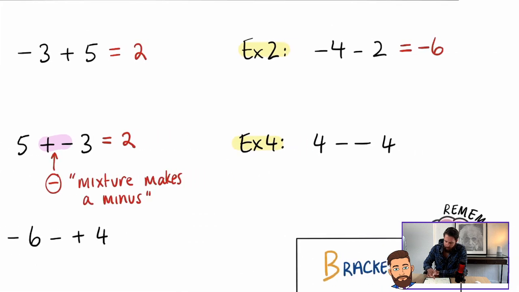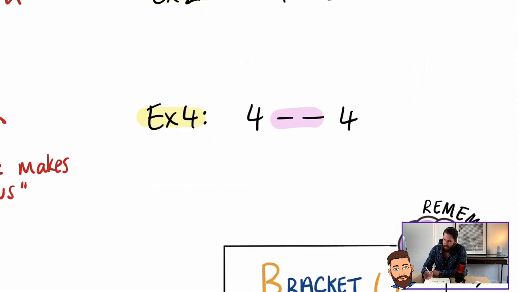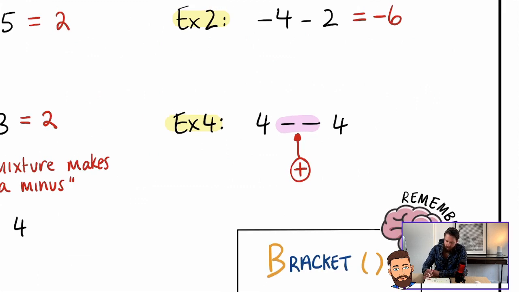Example 4, two negatives. We've got 4 minus -4. Two negatives make a positive, and that's something that you need to remember. Two negatives make a positive. So this essentially means a plus. So 4 minus -4 means 4 plus 4. So 4 plus 4 is 8.